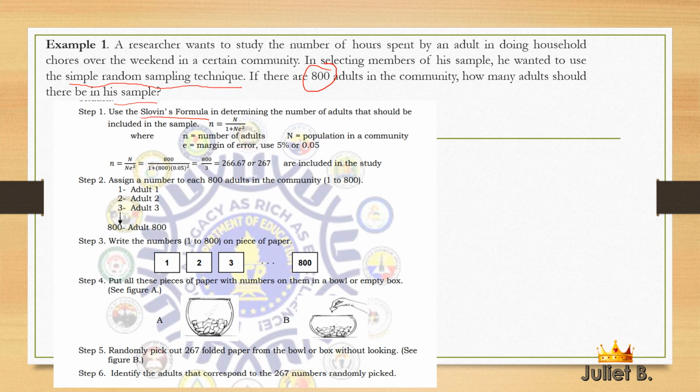Sloven's formula is n equals capital N divided by 1 plus capital N e squared. Ang n na small letter ay number of adults, which is the unknown. Tapos yung capital letter N ay yung number of population in the community. Ito yung 800, I should say. Letter e is the margin of error. And of course, squared.